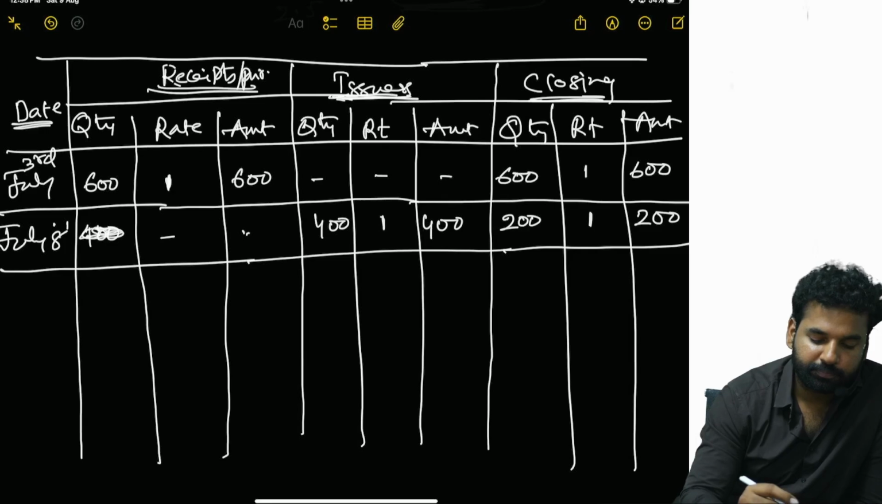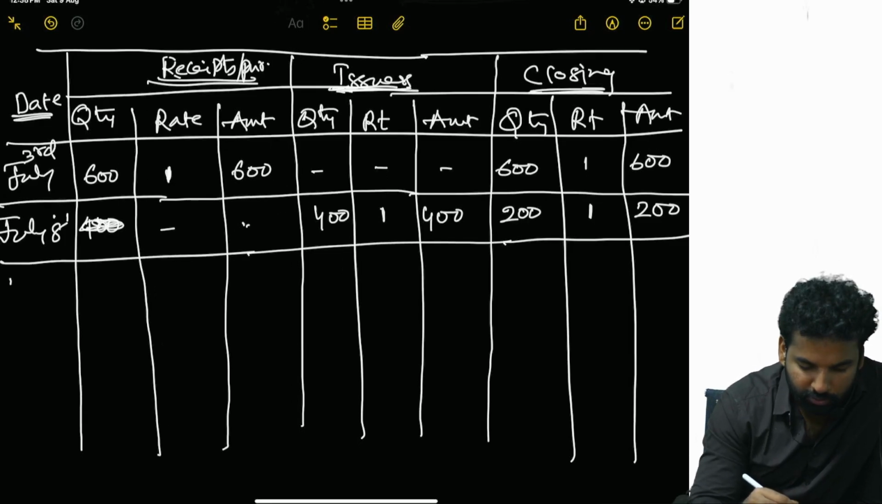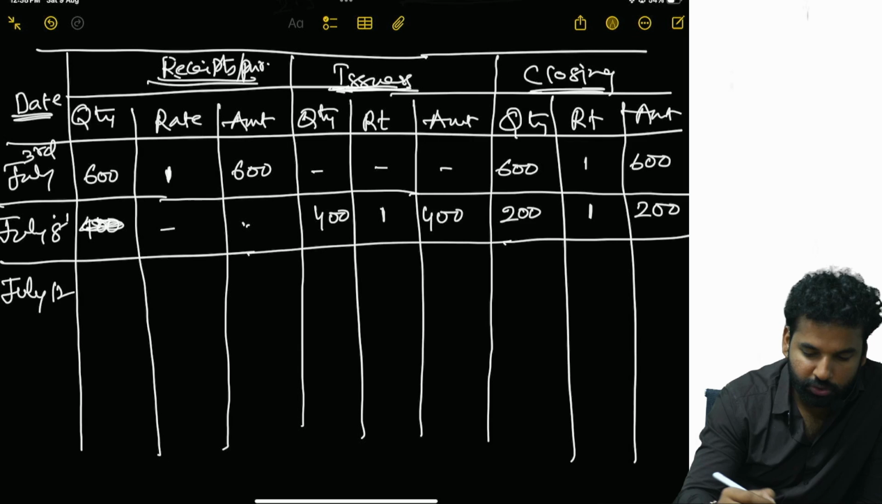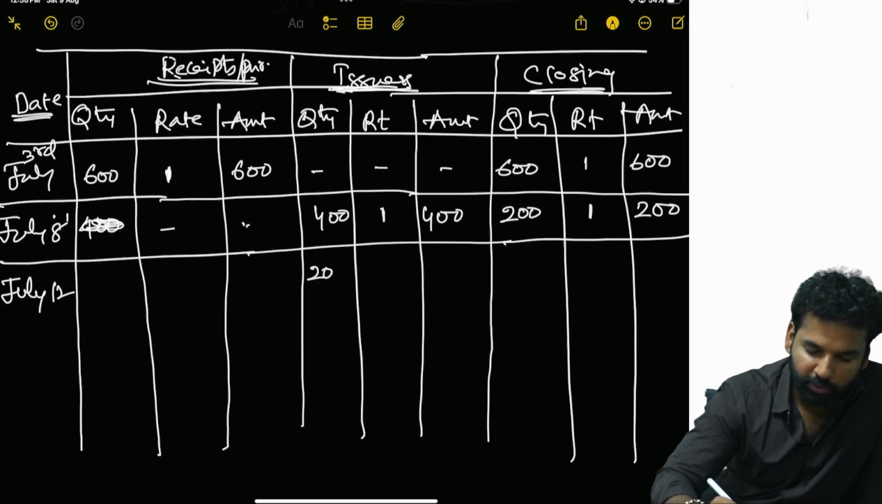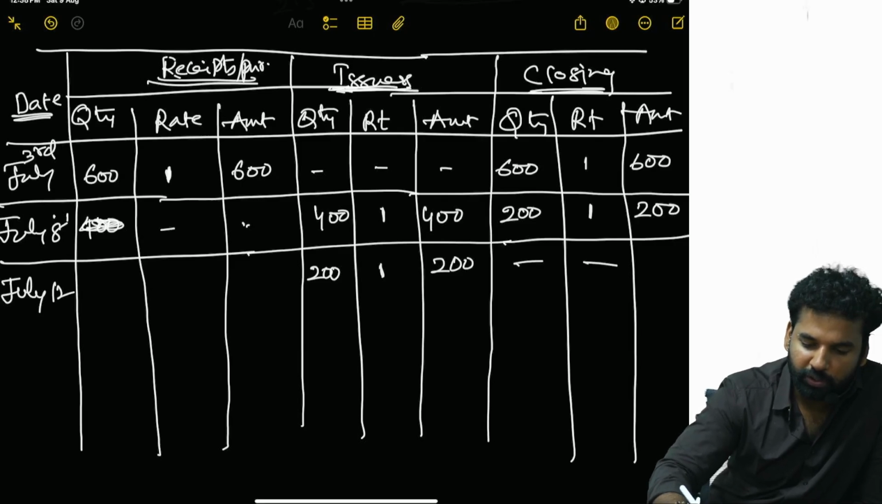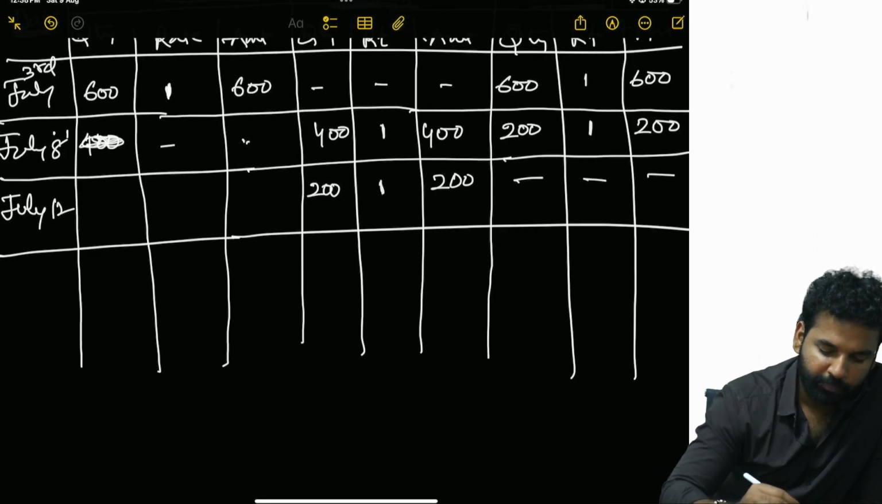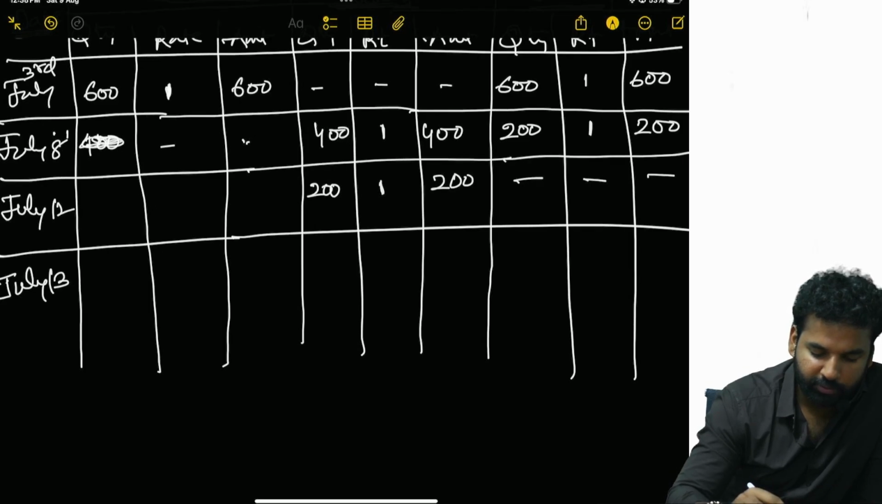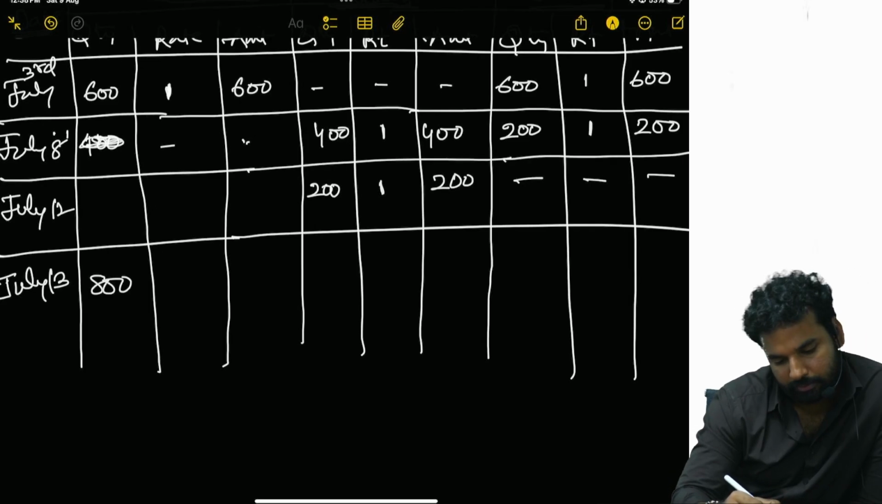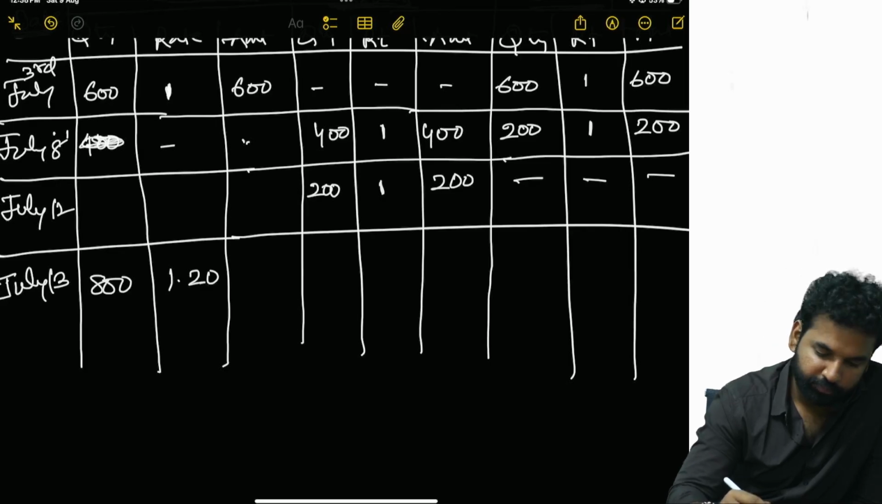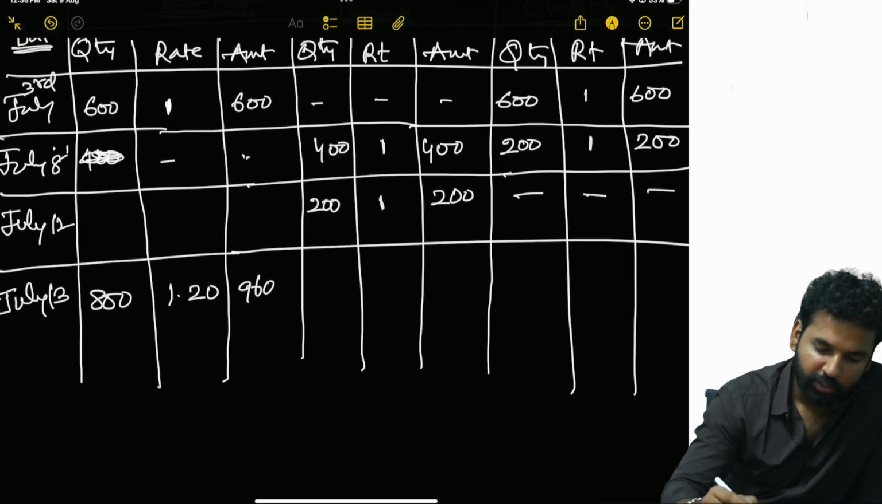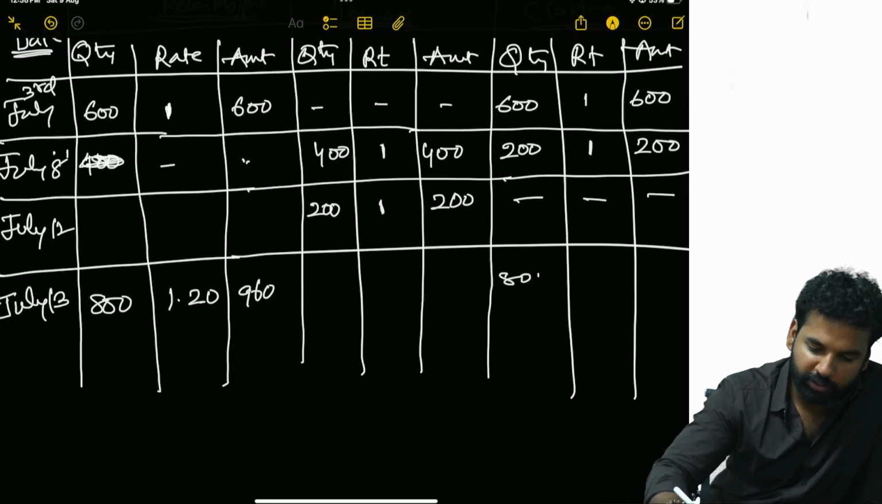Third day, what happened? Next day, July 12th. Issue again. How much? 200 units issued. Rate will be 1. We had 200, and we have issued them, so we don't have closing stock now. Next day, July 30th. Purchase. How many? 800 units. Rate 1.20. Then 960 rupees will be the cost. So what will be the closing stock? 800 at 1.2, 960 will be the closing stock.